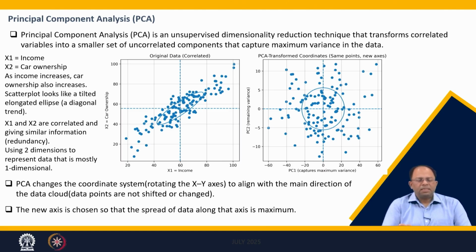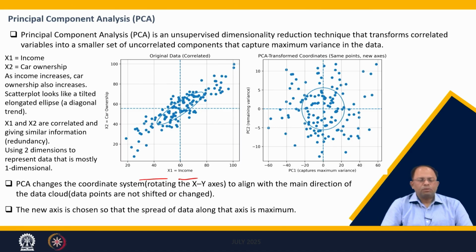So for example, let us see in the first figure where you see that we have plotted car ownership versus income. And usually it is understood that when income increases, the number of cars owned would also increase, right? So that means if I draw the scatter plot, it looks like a tilted, elongated ellipse, and all the points are in a diagonal direction, right?